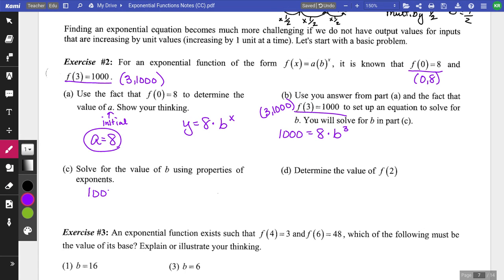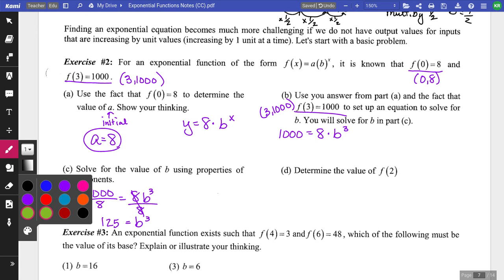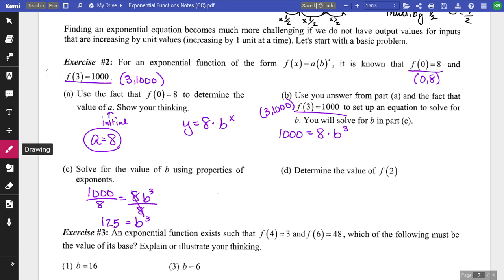So I would do 1000, divide by 8, and this would give me B cubed equals 125. Now I can take the cube root, and B is 5. So now that we found 5 is my growth factor, my equation would be y equals a times b to the x.